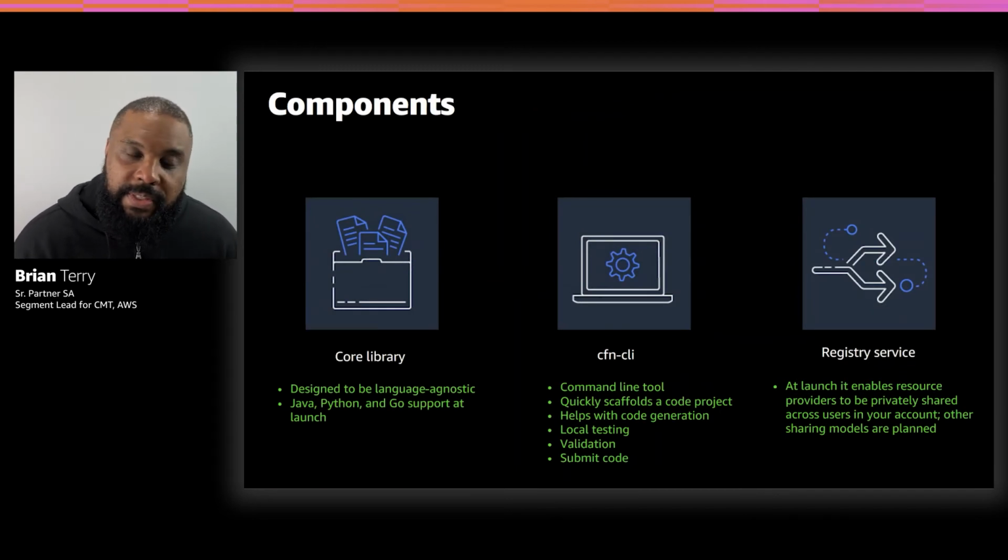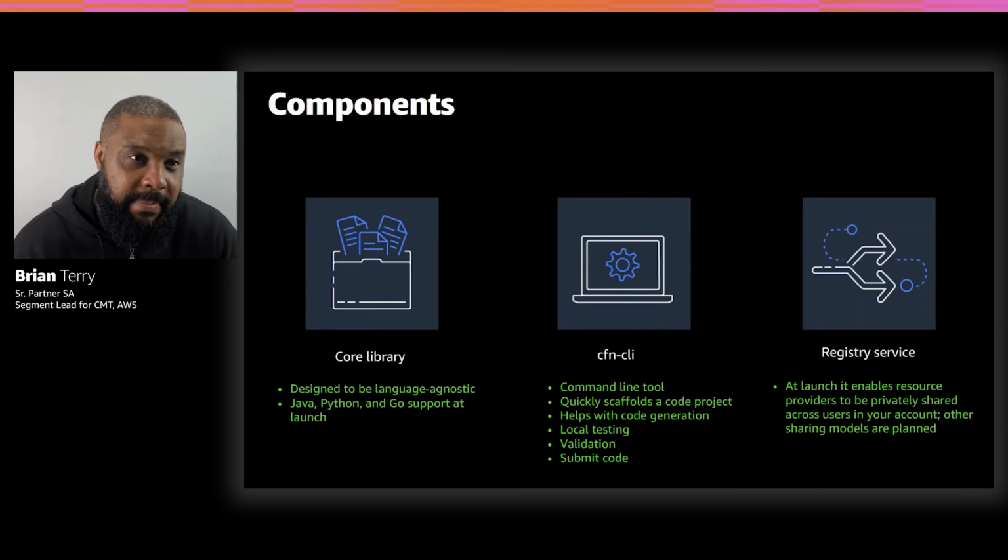With these resource types, you can create them in Java, Python, and Go. Using the CLI quickly builds scaffolding for these projects. It helps with code generation, local testing, validation of your schema, and it helps you submit the resource. Additionally, the CLI enables you to register these resources in CloudFormation, again in the account and region in which you specify.